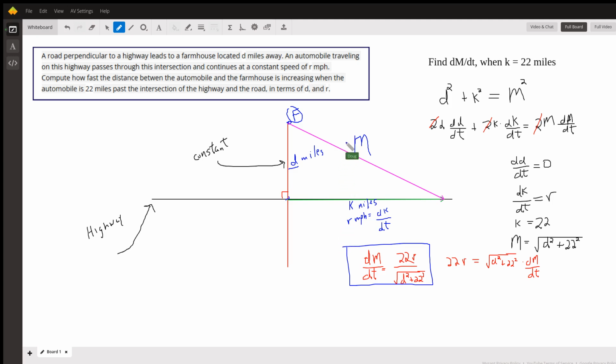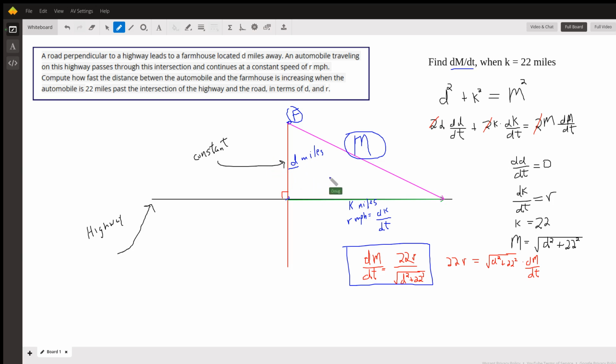And for some reason, I use the capital letter M to represent the distance that the farmhouse and the automobile are apart. So by the Pythagorean theorem, what we're really asked to do is find dm dt, the rate at which this distance is changing, when k is 22 miles. So the relationship between d, m, and k is based on the Pythagorean theorem.